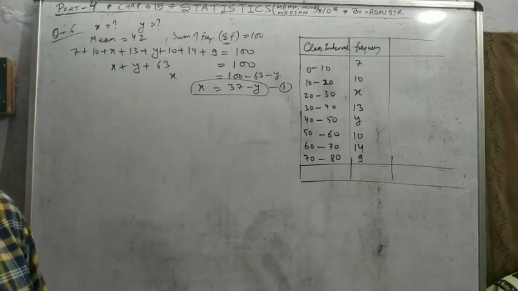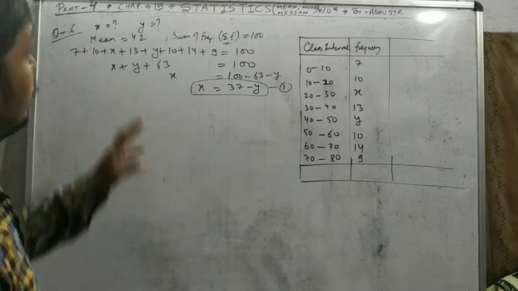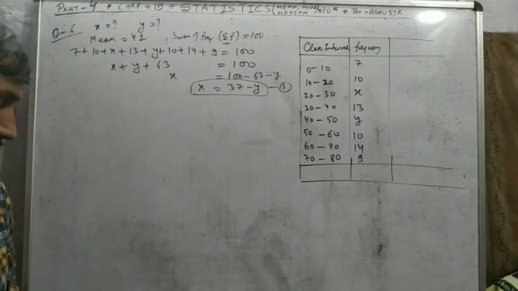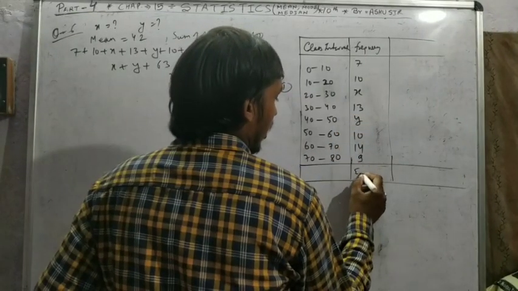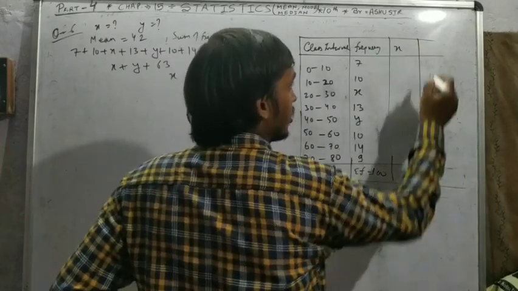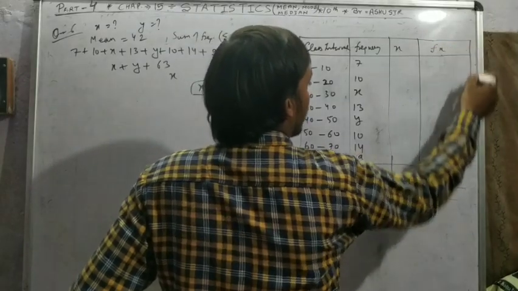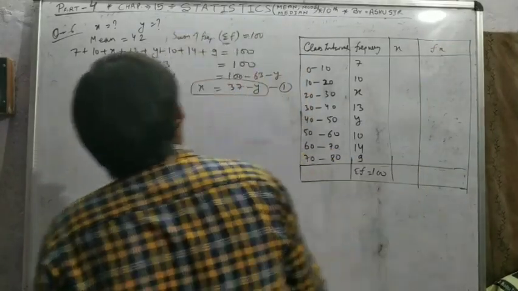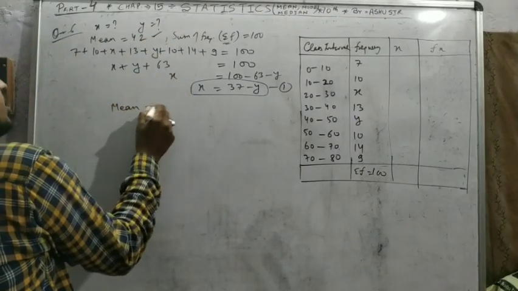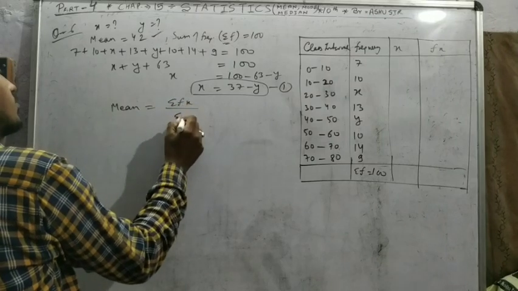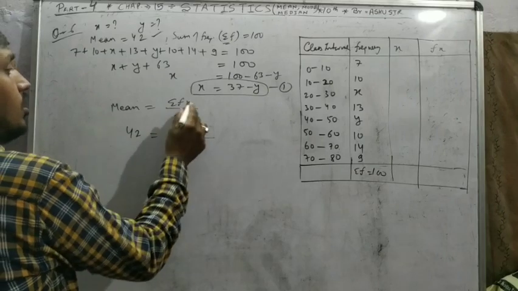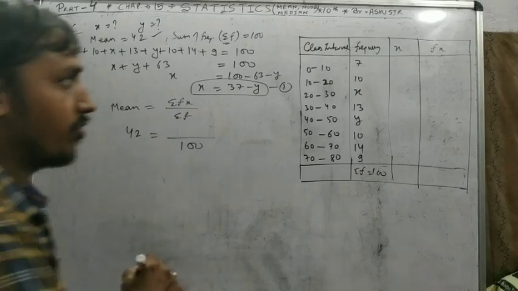You can find the value of x or y, that is your wish. Here we find x. If two frequencies are missing, you need at least two equations. So that's sigma f is 100. For the second equation we use the mean, which is 42 upon 100. Summation of fx is not given, so we find it.